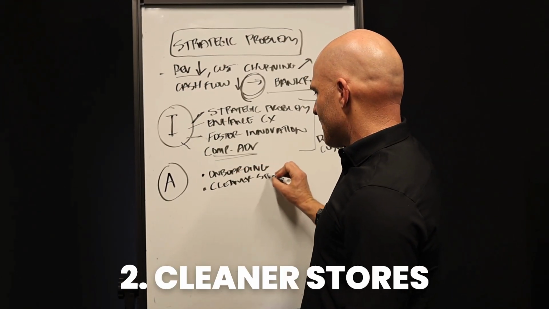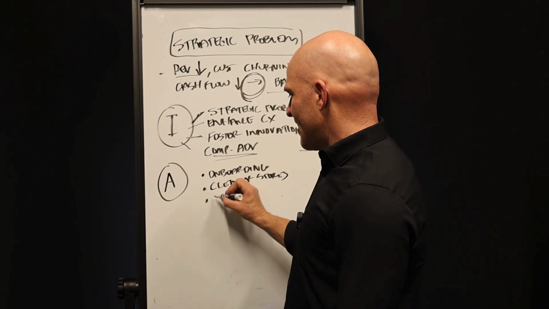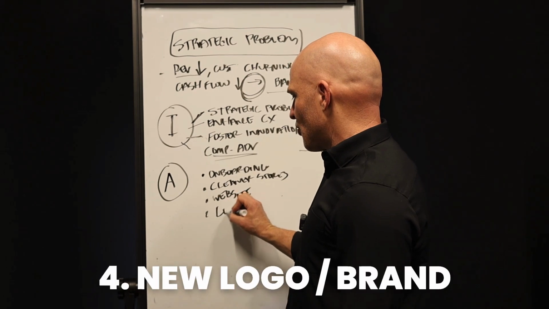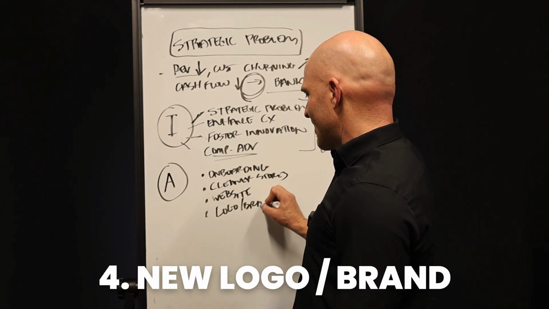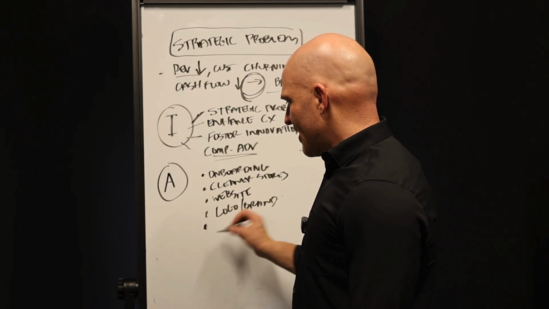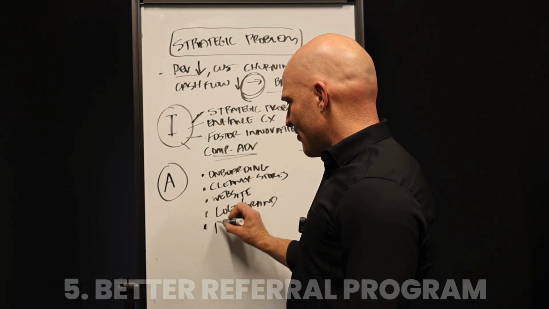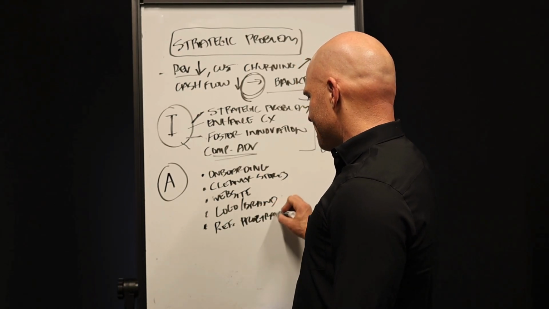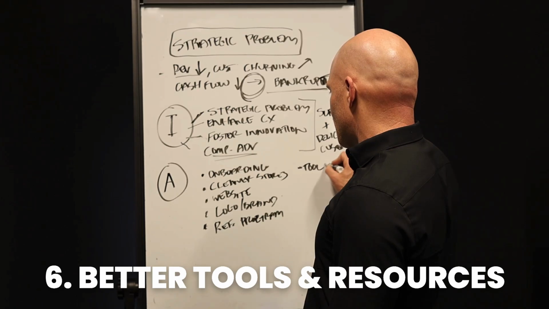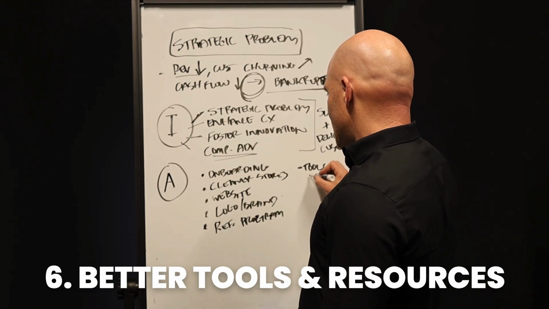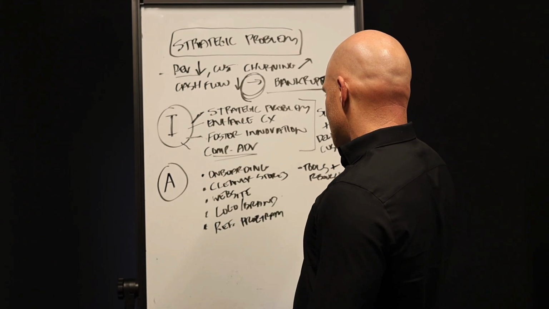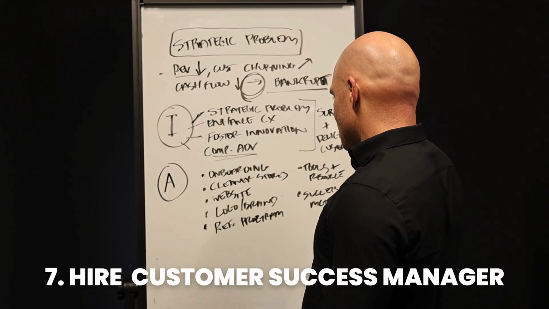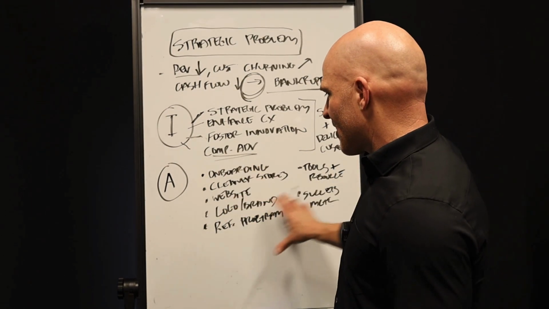Maybe they need to have cleaner stores. Maybe they need to have a better website. Maybe somebody throws out creating a new logo, doing a brand identity guide, right? Maybe the other thing is they need to have a better referral program. And maybe they need to have better tools and resources. And the last one I'll throw in there, they need to hire a customer success manager. All right, so these are all the actions that the company brainstormed.